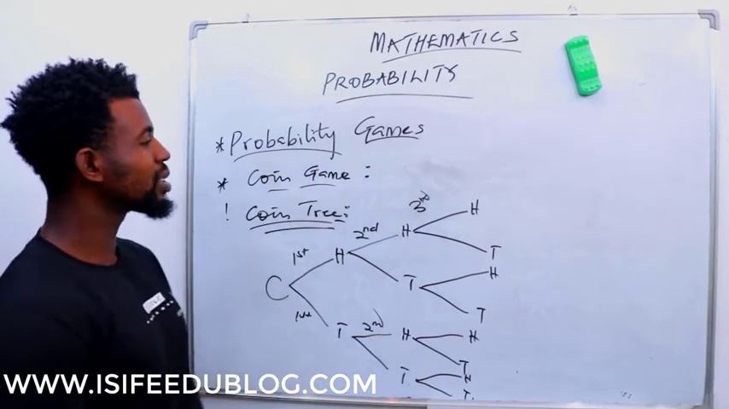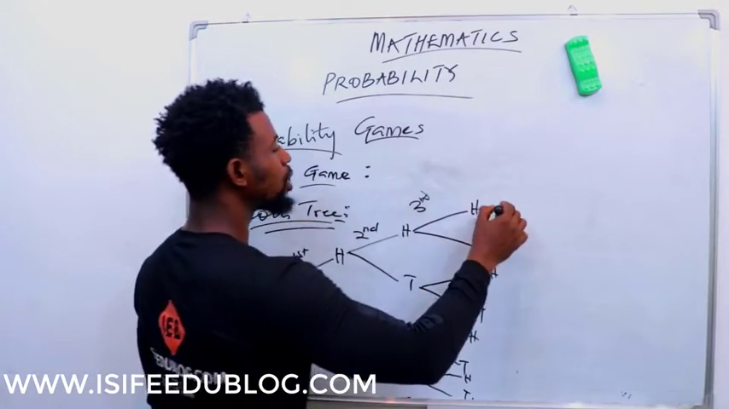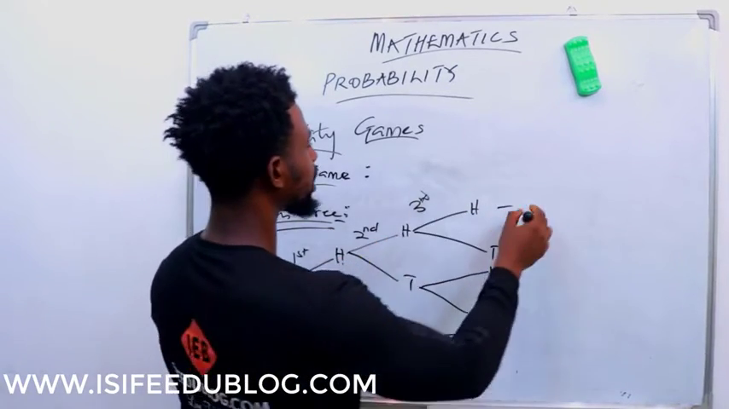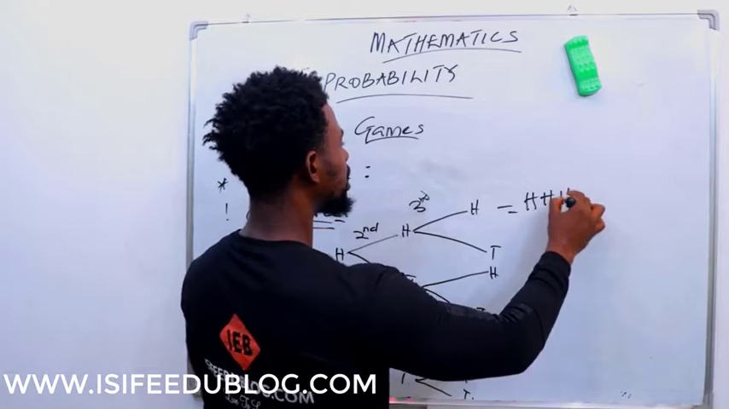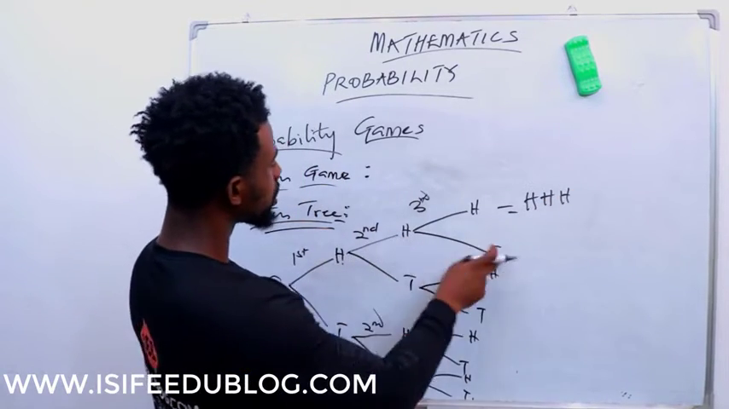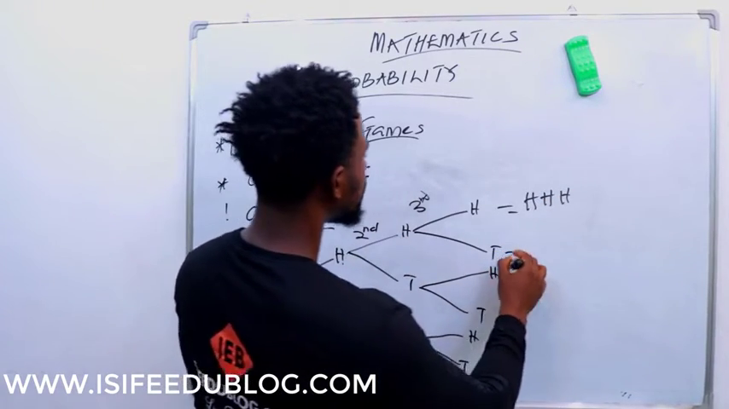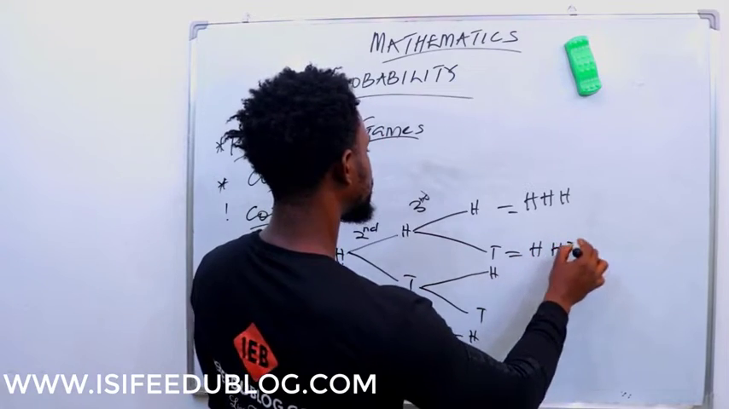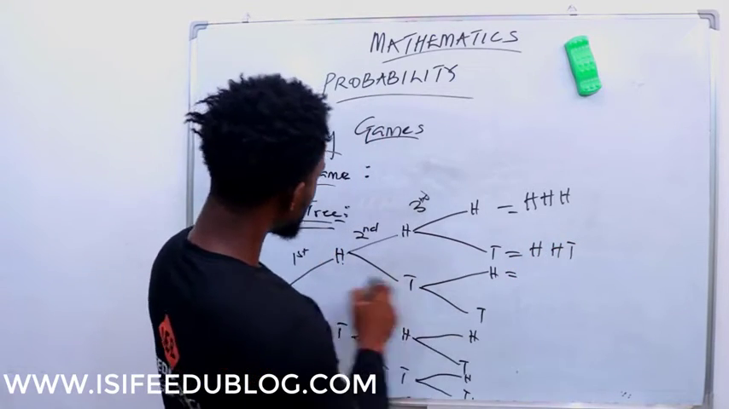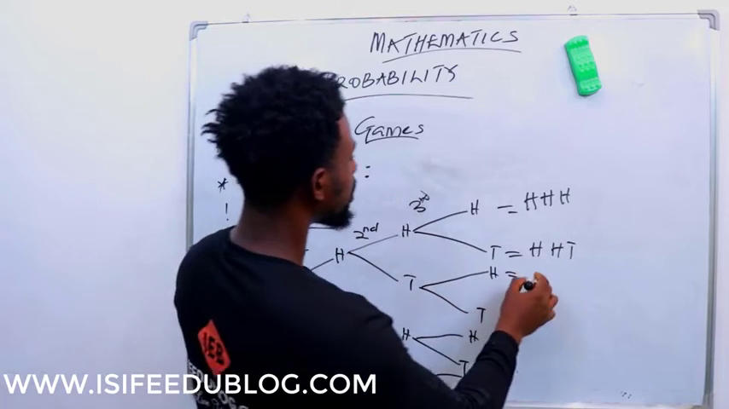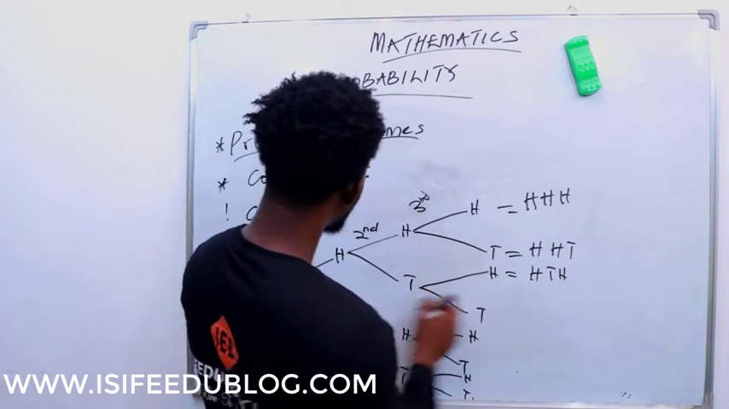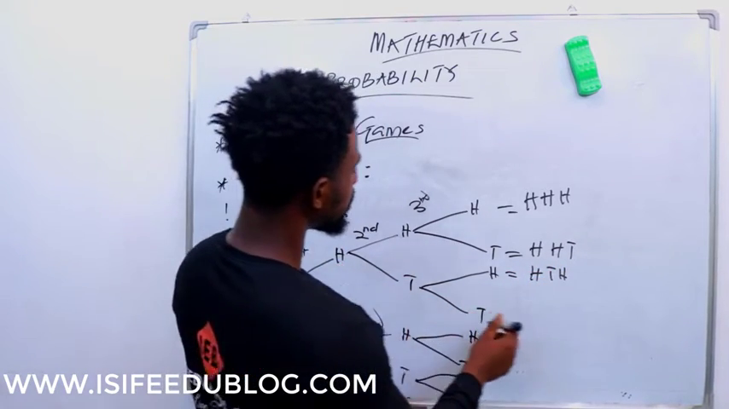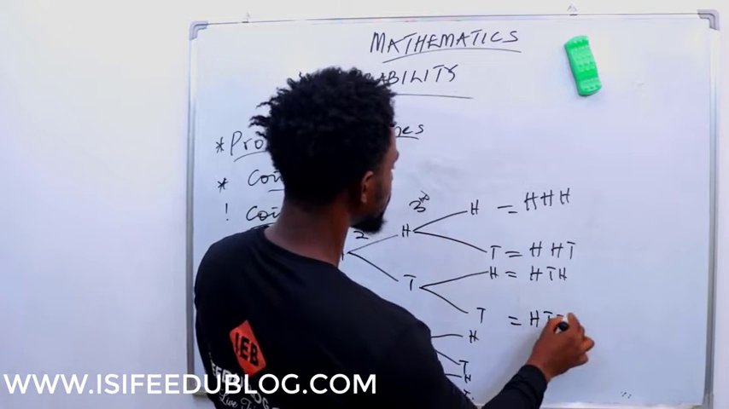So if we have 3 tosses, our possible outcomes will be 1, 2, 3. 3 heads: head, head, head. Then we have 2 heads and 1 tail. From here we have head, head, tail. From here we have head, tail, head. From here we have head, tail, tail.